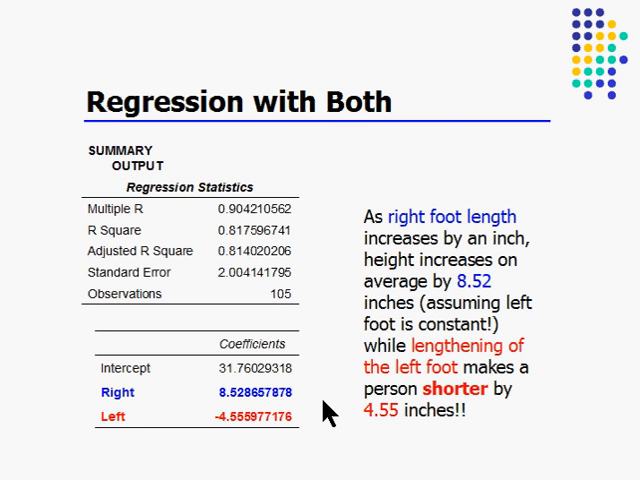Well, our results are going to be the same for our model. In fact, the model might perform a little bit better, but look at these coefficients. Our right foot being 1 inch longer is related to height being 8.5 inches taller. But if our left foot is 1 inch longer, then our height is -4. We get shorter with a longer left foot. That doesn't make sense at all.